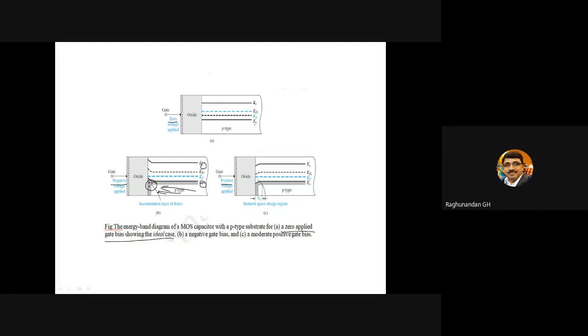In valence band, usually positive charges will be present. In the conduction band, usually the negative charges, that is electrons, will be present, because only electrons can jump from valence to conduction band. So in the conduction band, electrons will be present. In the valence band, holes will be present. Holes are the positive charge carriers.